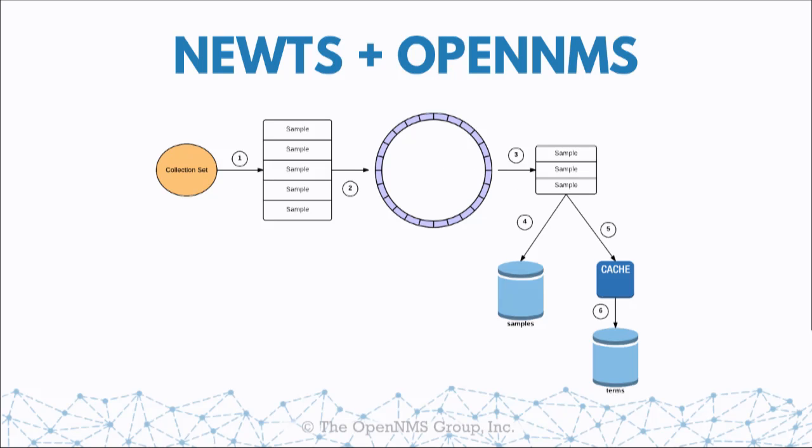So that's kind of a whirlwind overview of Newts and the different tables, how things are stored there. Now we're going to go to how that all works with OpenNMS. OpenNMS has a number of collectors. So we're able to fetch metrics from different endpoints via HTTP, JMX, SNMP, you name it, there's a bunch of them. And those different collectors end up generating what we call a collection set.